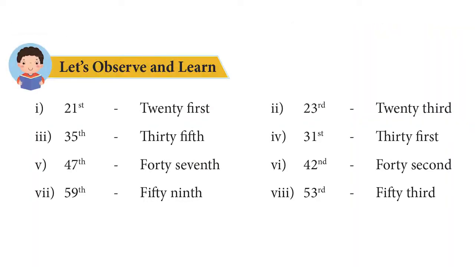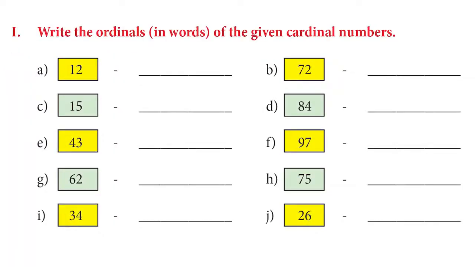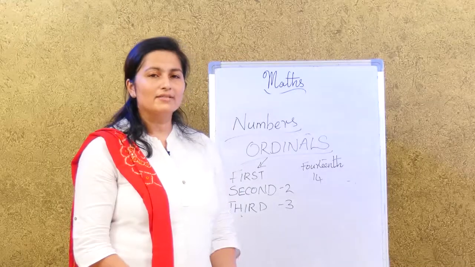Alright, page number 69. Once we know the ordinals that are given on the previous page, we can write any ordinal number easily, like we mentioned just now. Okay? See, for example 21st, 35th, 47th, all those are given here. Now, it's time for you to practice what you learnt. Write the ordinals in words of the given cardinal numbers. So, let us see A, 12. 12th, we add a TH to it. All those numbers are given there.